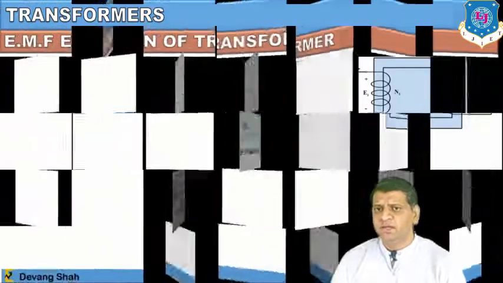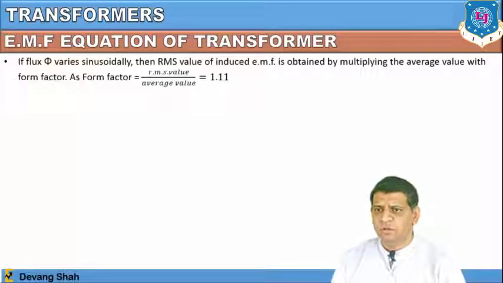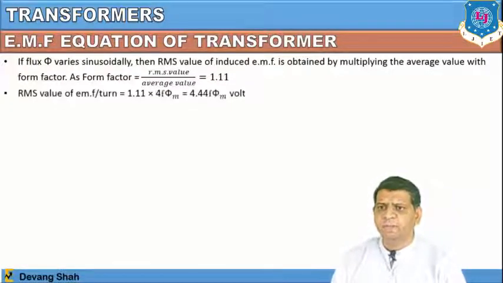So we convert this into an RMS value, since the induced EMF is always expressed as an RMS value. Here the flux phi varies sinusoidally. So the RMS value of induced EMF is obtained by multiplying the average value by the form factor, where the form factor is the ratio of RMS value to average value, that is equal to 1.11. Using this, the RMS value of EMF per turn is 1.11 into 4f into phi m, that is equal to 4.44 f phi m volts, right?